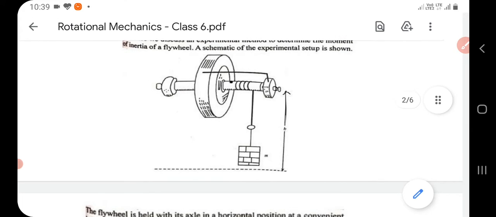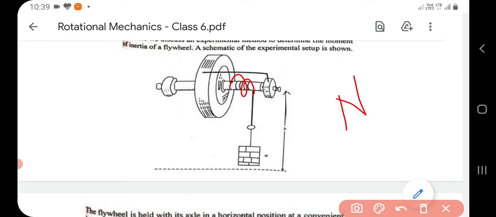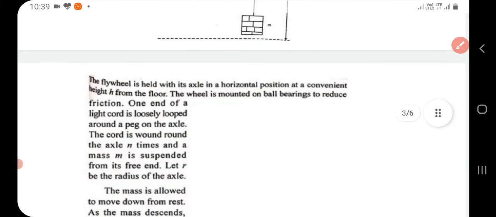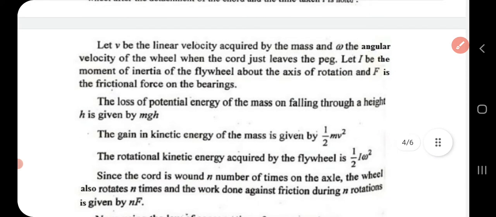This cord will unwind, and the flywheel will start rotating. Let us count the number of rotations made by the flywheel as n, and count the time taken to make these n rotations as t. Next, let v be the linear velocity acquired by the mass, and let omega be the angular velocity of the wheel.